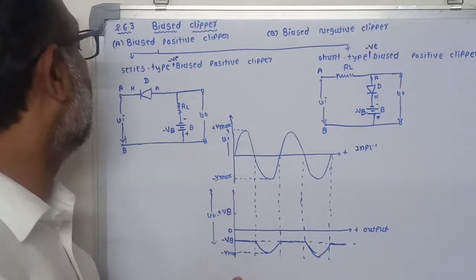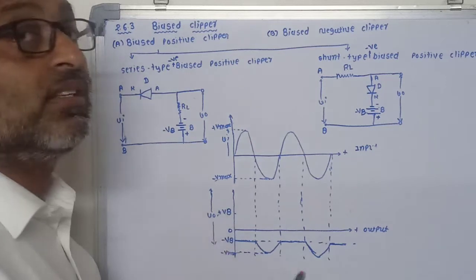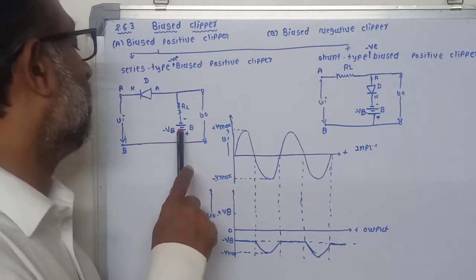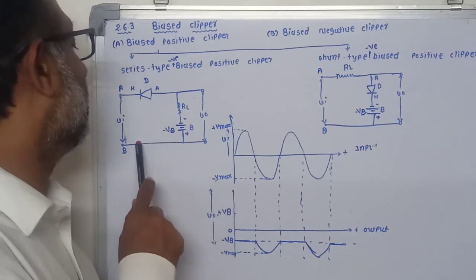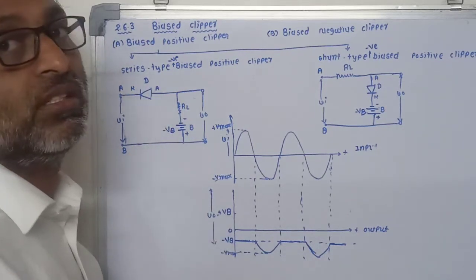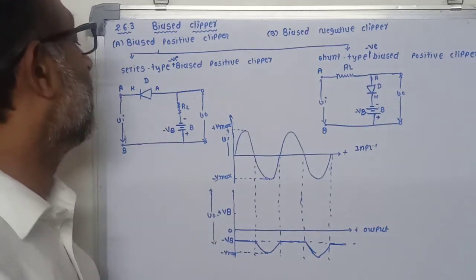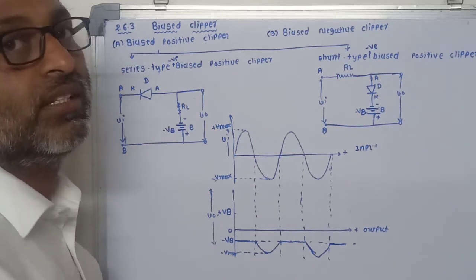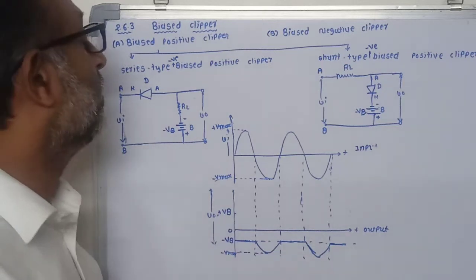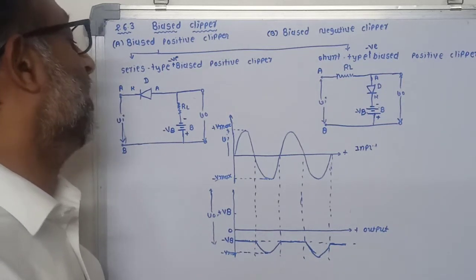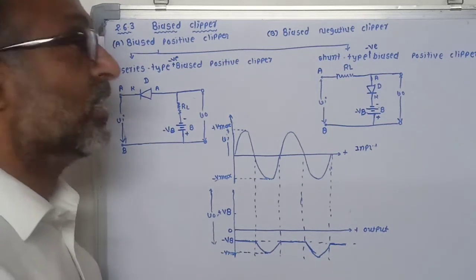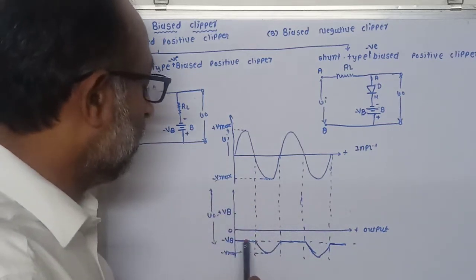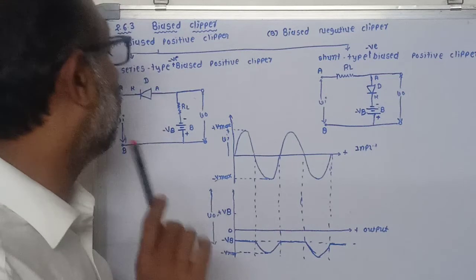Now when the value of this reverse voltage is less than the battery voltage, at that time the diode is in reverse bias. So it acts as an open terminal. Your input voltage is not appearing on the output side, and the output voltage becomes negative VB, that means your battery voltage.